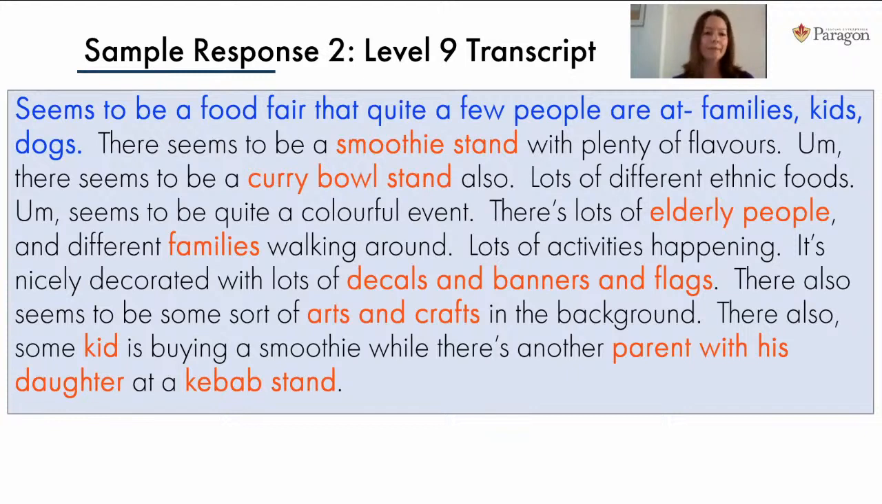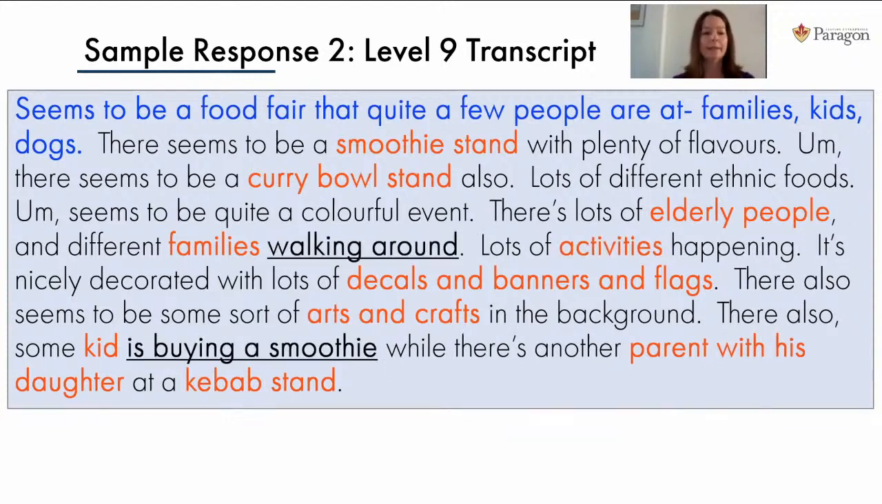And we get a variety of people and objects just kind of randomly thrown into the response, right? So it makes it harder for a listener to follow when you're jumping around. So his organization is much weaker than the organization we saw in that level 12 response.